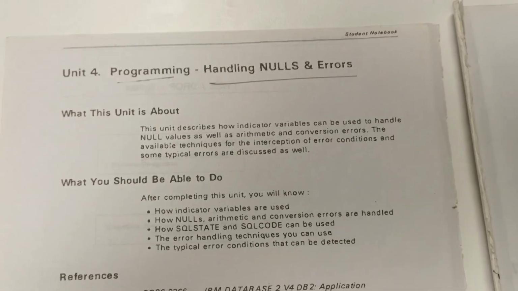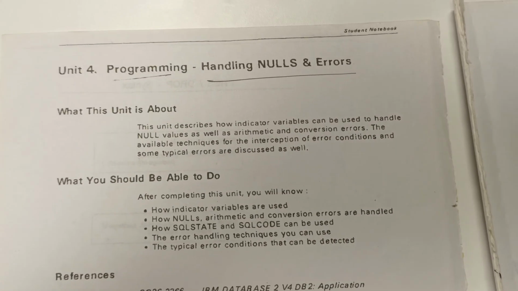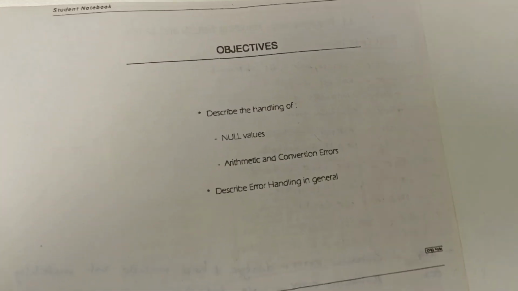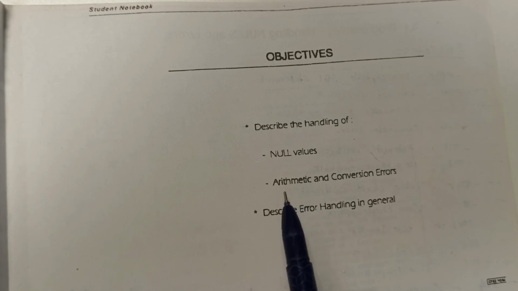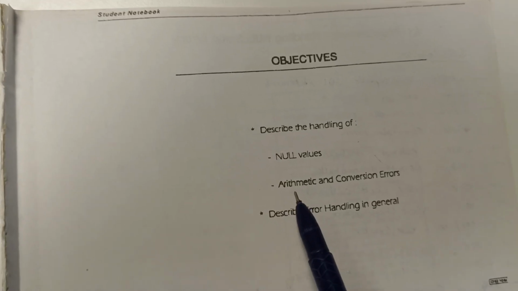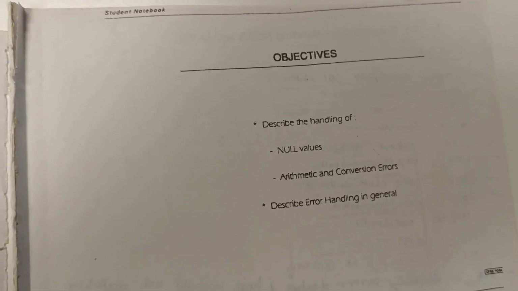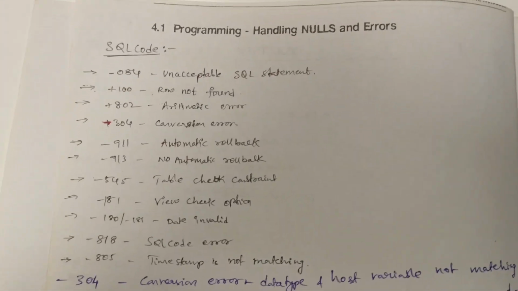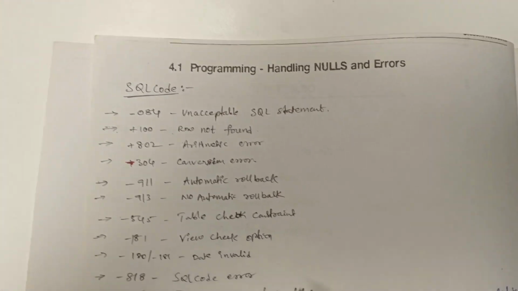Yeah, hi friends, and welcome to today's topic on how to handle nulls and error conditions in programming. The objectives of this session are to describe the handling of nulls, how to handle arithmetic and conversion errors, and how to handle error conditions in the program. And these are some sample SQL error codes.